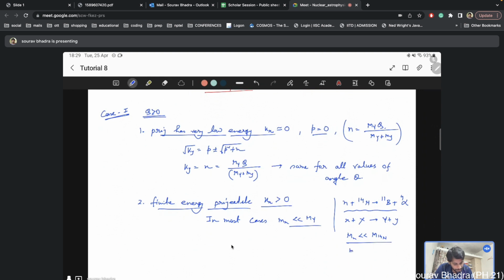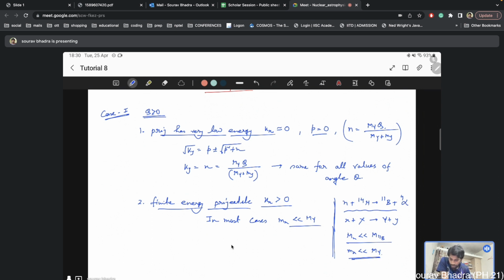That means mx, the mass of small x, is very much less than capital My. Capital Y we are talking about: 11B. So it is also true, because 11B is much heavier than the single neutron. So this is our assumption that mx is very much less than My, that is, the mass of the projectile is very much less than the mass of the product nuclei, not the ejectile.